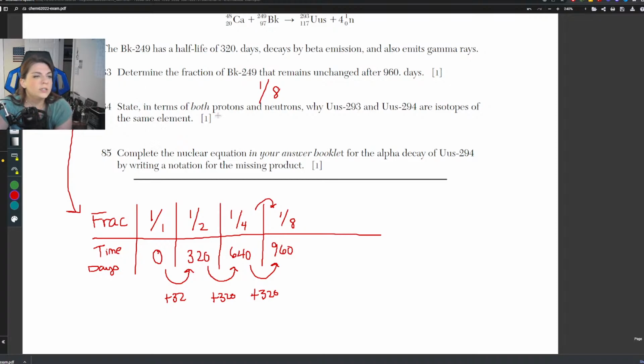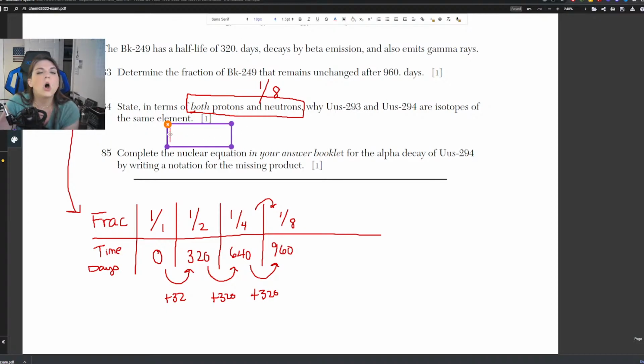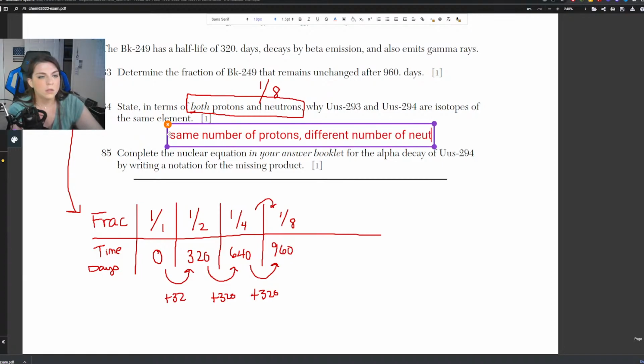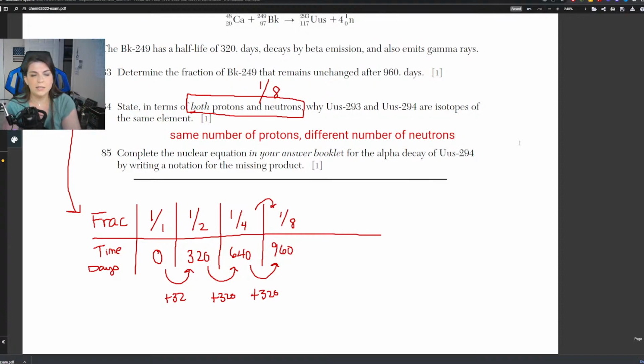Okay, 84. State in terms of both protons and neutrons. So you have to talk about both of them in the answer. Why UUS-293 and 294 are isotopes of the same element. And I would not even talk about numbers. Like, I wouldn't actually put in digits. They have the same number of protons. That's what makes them the same element, but they have different mass numbers because they have different numbers of neutrons. That's all they're looking for.